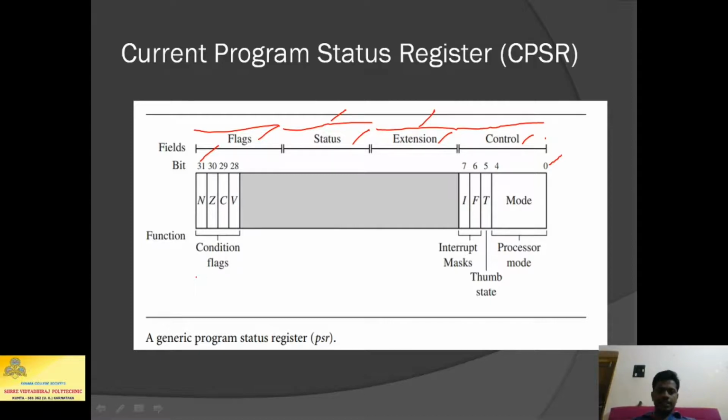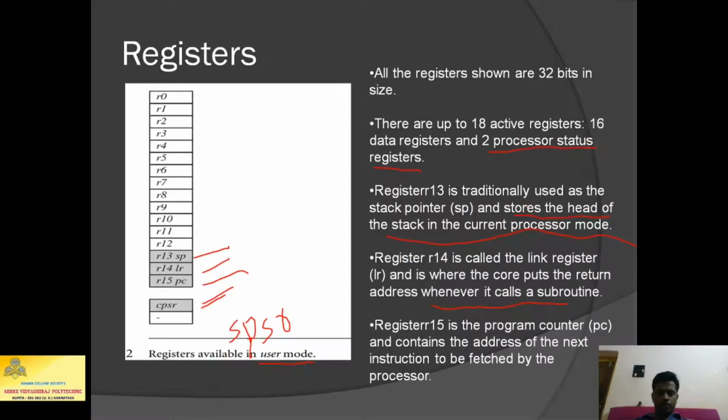In the conditional flags, we have a number of flags given here: negative flag, zero flag, carry flag, and overflow flag. In the control bits, we have the interrupt mask, the fast interrupt request, the Thumb state, and the modes. The modes field has a total of 5 bits. Using these 5 bits, we can select a number of modes. In an ARM processor, we have 7 modes available for operation. In the previous slide, you saw the registers in user mode. User mode is one mode out of the 7 modes.